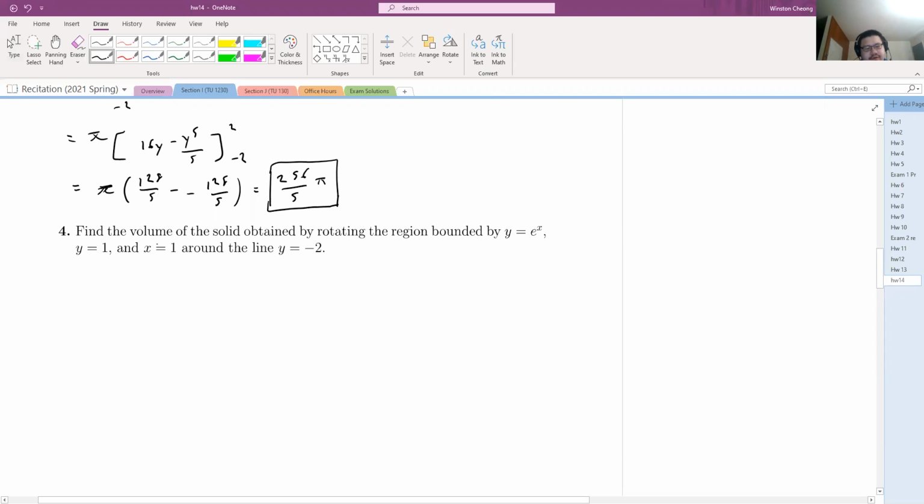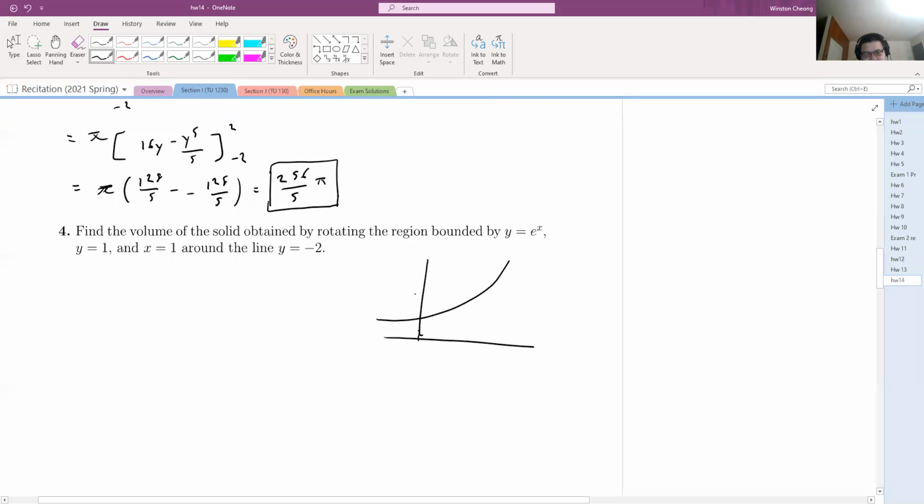Okay, so find the volume of the solid from rotating the region bounded by the exponential function and y equals 1. The important thing about this problem is that the axis is not one of the standard axes. It's instead y equal to -2. So we're going to see just how much this affects the disk/washer method. The exponential function, you should know, looks something like that. And y equals 1.